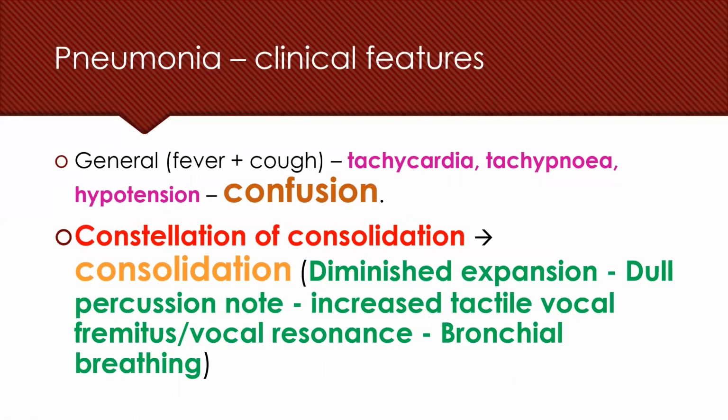Generally speaking, the clinical features of pneumonia include fever and cough with tachycardia, tachypnea, and hypotension. This is a triad of clinical symptoms and signs that is mostly present in patients with pneumonia. The importance of understanding the concept of clinical setting here is very essential, because as you remember, patients with pulmonary embolism also complain of tachypnea, tachycardia, and hypotension.